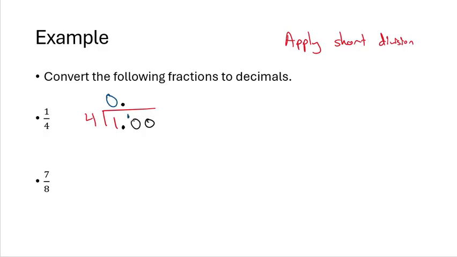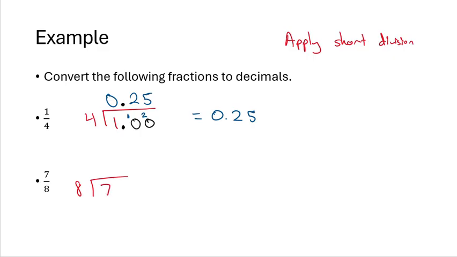The 1 gets attached to the 0, and this becomes a 10. So how many 4s go into 10? 2, with a 2 remainder. And then how many 4s go into 20? Exactly 5 times. As you can see here, my decimal just stopped. There was no more remainders, so I don't need to write anymore. This is my final answer. So equals 0.25.